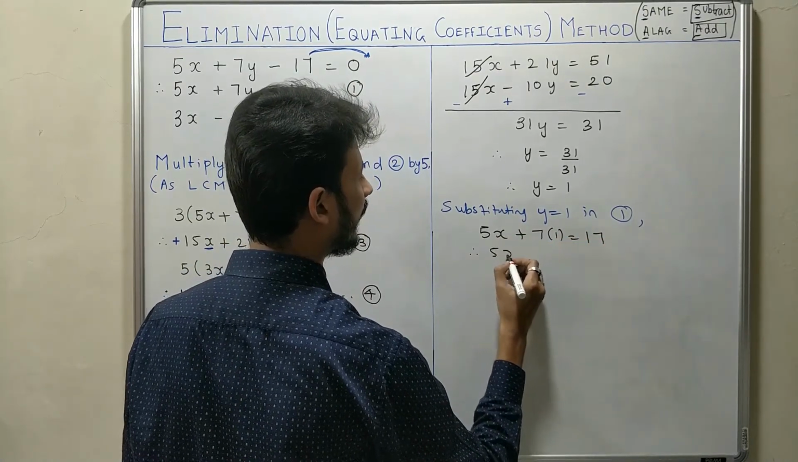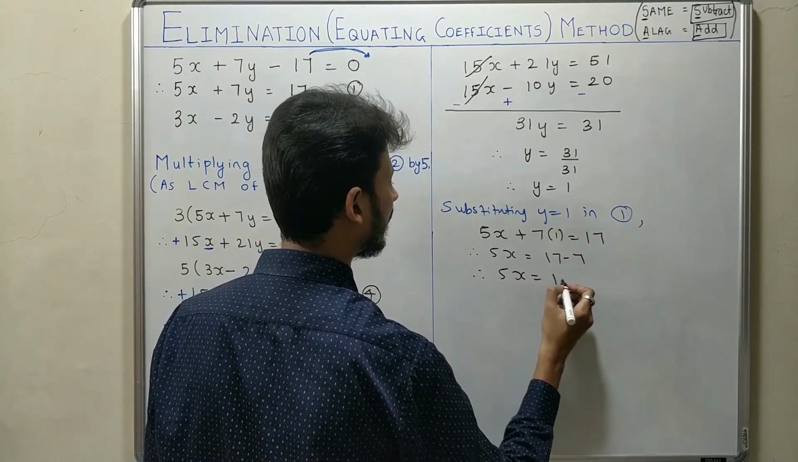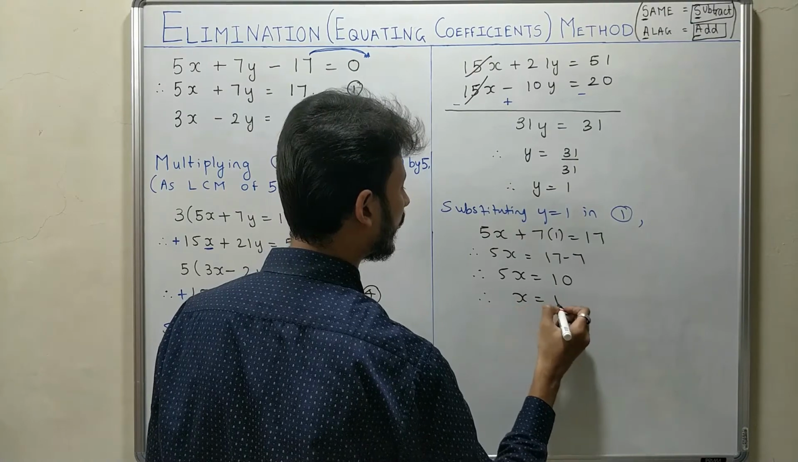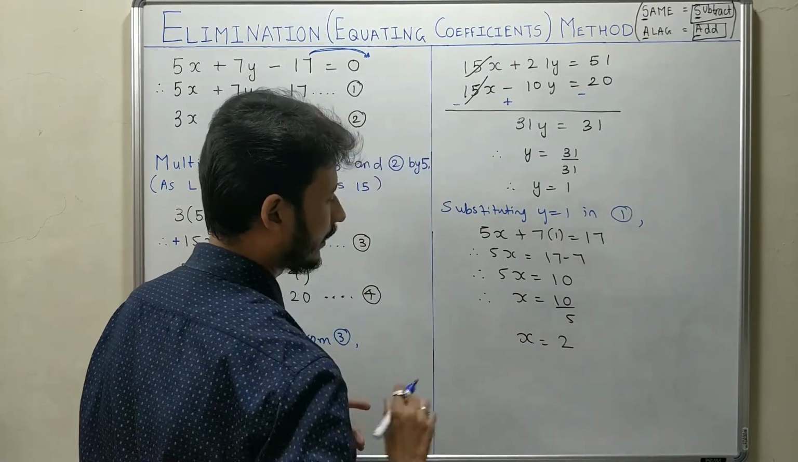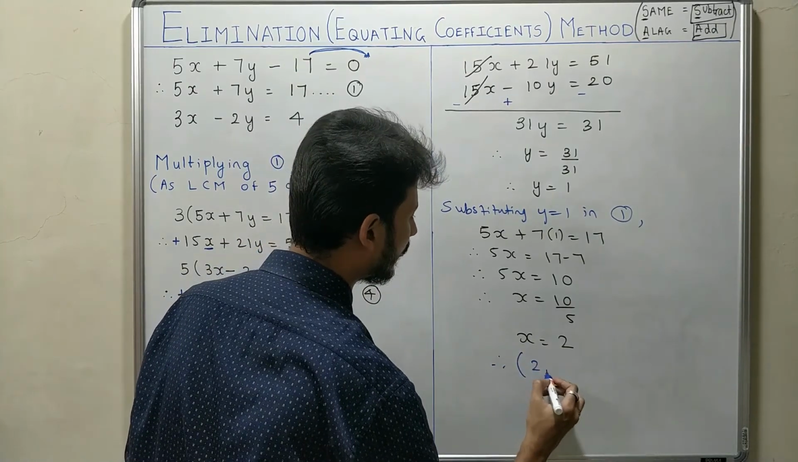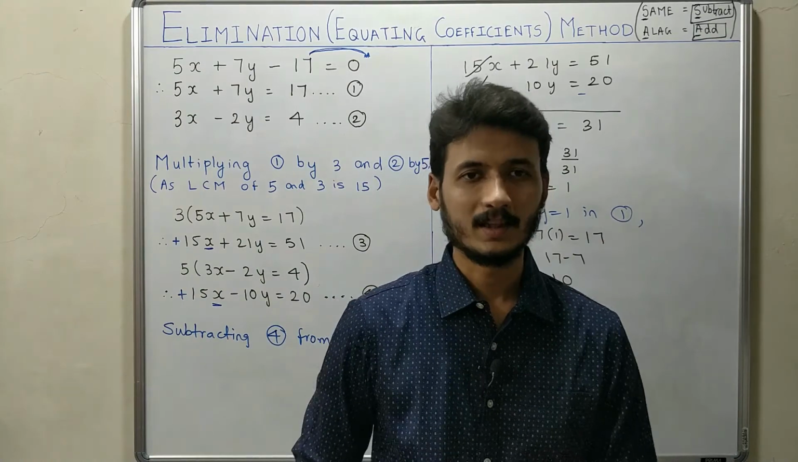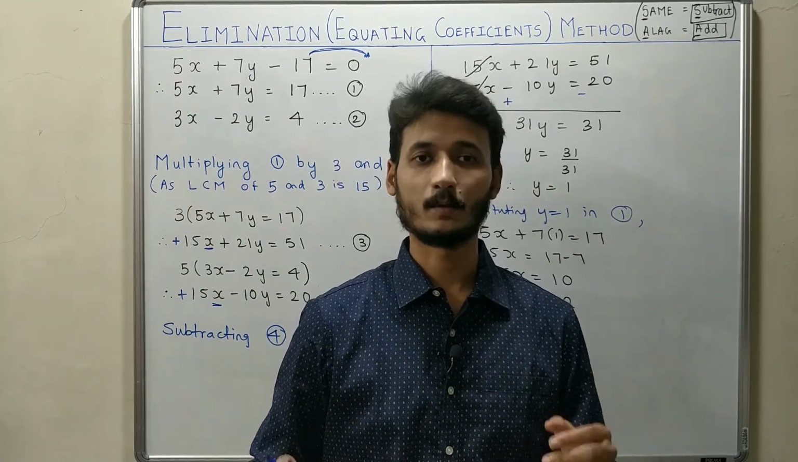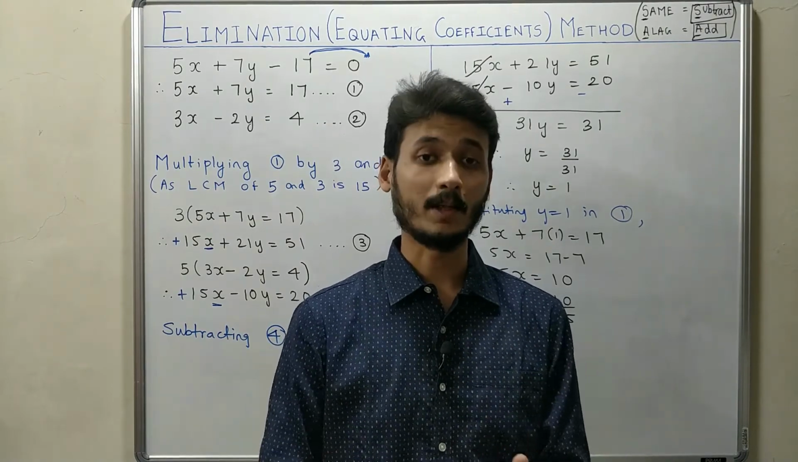So that comes to 5x is equal to 17 minus 7. Therefore 5x is equal to 10. Therefore x is equal to 10 by 5. So x is equal to 2. And hence we got the answer 2, 1 as the solution of the given equations. I hope with this example it is very clear how to solve system of linear equations by elimination method.